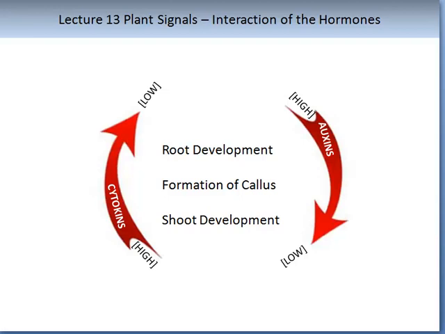The figure on the slide illustrates the interaction of cytokinin and auxins and how they influence processes in plant cell growth and division. As noted on the previous slide, when auxin and cytokinin ratios are similar, undifferentiated growth or formation of callus results. When you have high levels of auxins, which occur with low levels of cytokinins, you have stimulation of roots, while the opposite, low levels of auxins and high levels of cytokinins, stimulates shoots. Therefore, the interaction of the hormones is very important in many of the control processes in the plant's growth and development.